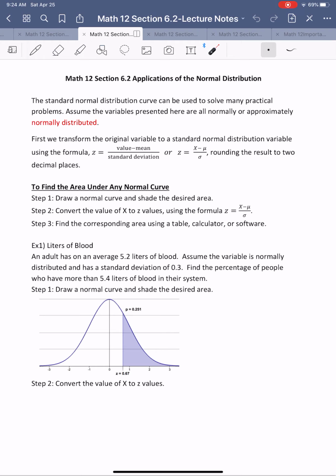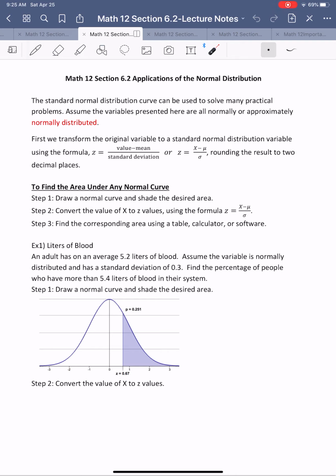First, we transform the original variable to a standard normal distribution variable using the formula z equals value minus mean over standard deviation, which is the same as z equals x minus mu over sigma, rounding the result to two decimal places. In order to find the area under any normal curve, number one, draw the normal curve and shade the desired area. Number two, convert the value of x to the z value using the formula, and then find the corresponding area using a table, calculator, or software, but we are using a table.